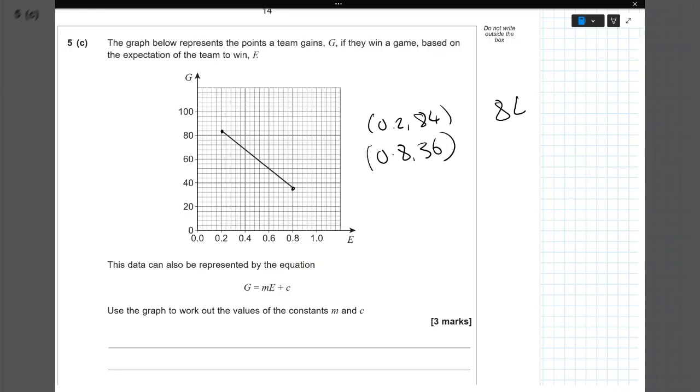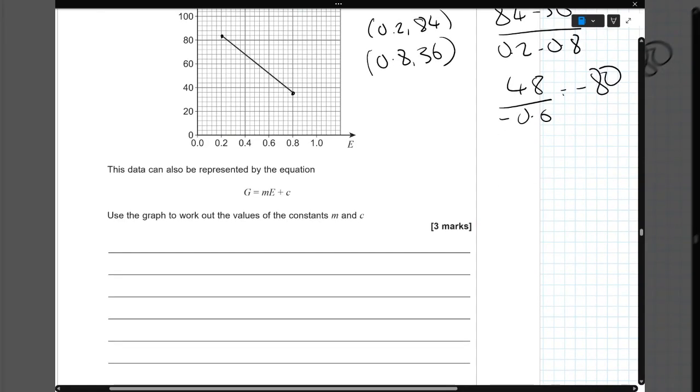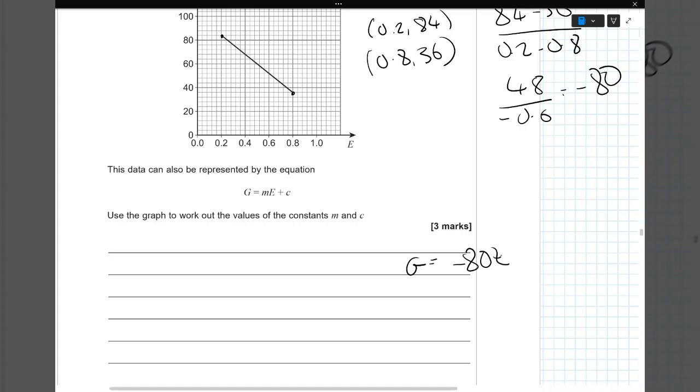Now let's work the gradient out. 84 take away 36 over 0.2 take away 0.8. That gives us 48 over negative 0.6. And when we plug that into our calculator, we get negative 80. Right, so G equals negative 80E plus our constant of C.